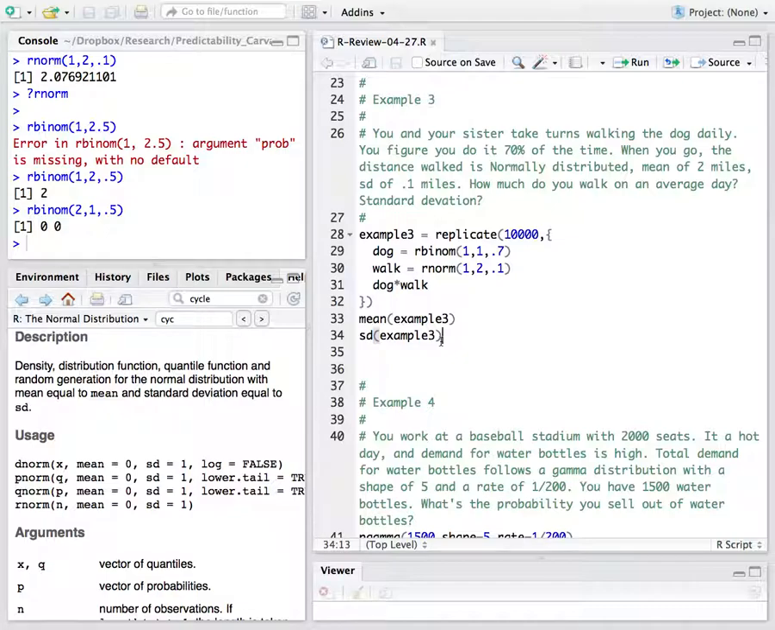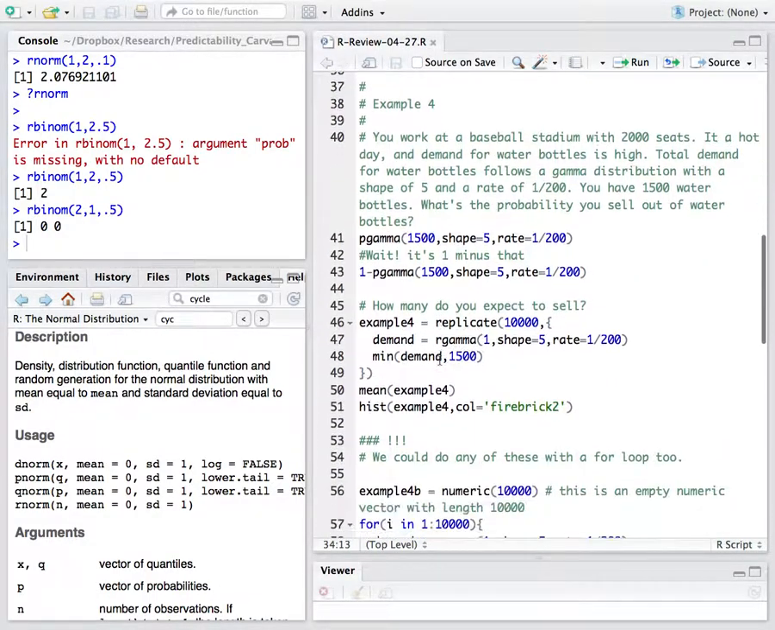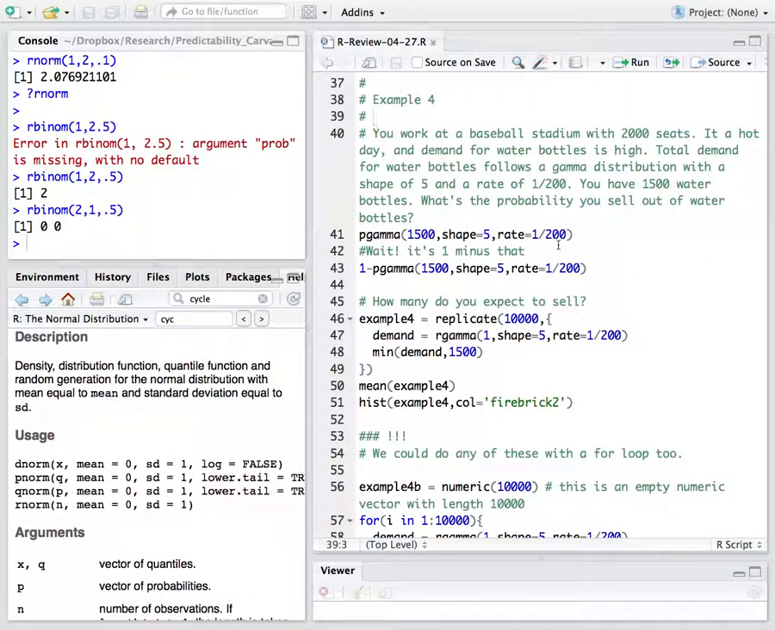All right. What's important here is that we are not using a single distribution, but we're imposing some restriction on our normal distribution. All right. Example 4. Let's say you work at a baseball stadium and you have about 2,000 seats, so you have 1,500 water bottles. Well, it's a hot day and demand for water bottles is high. In fact, it follows a gamma distribution with a shape of 5 and a rate of 1 over 200. You have 1,500 water bottles. What's the probability you sell out of water bottles?